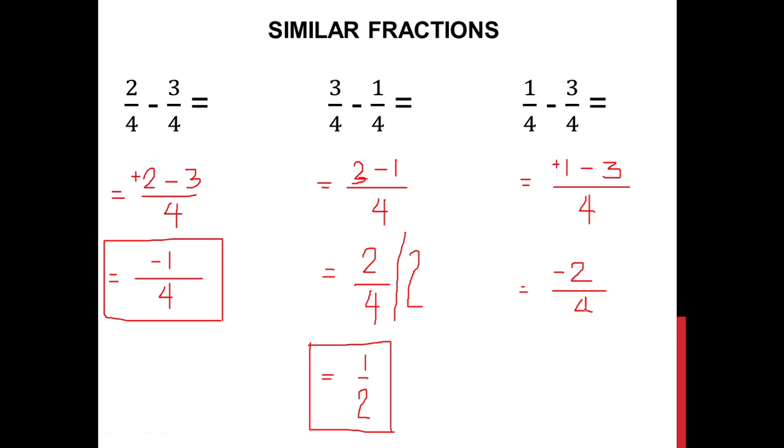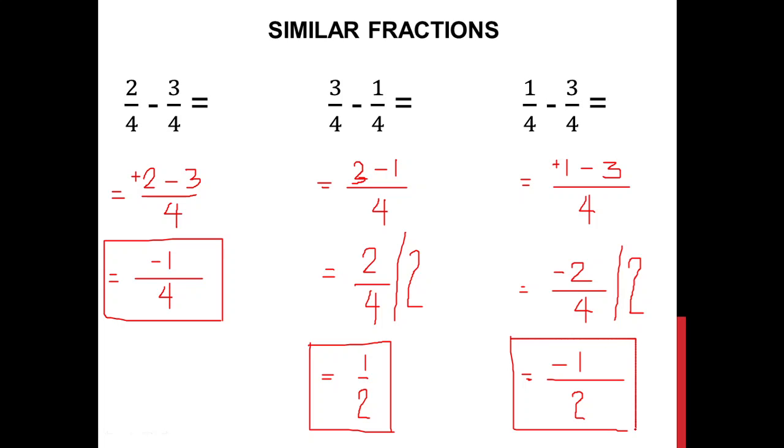Copy the denominator. Simplifying this one, you can divide both sides by the common factor of 2 and 4, which is 2. Negative 2 divided by 2, this is negative 1, using the rule of division on integers. Positive 4 divided by positive 2 gives you positive 2. So you have negative 1/2 as your answer.